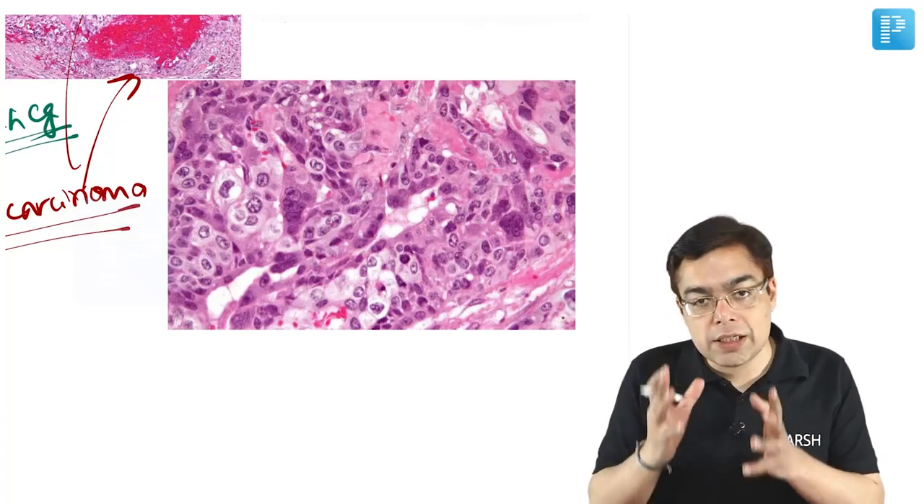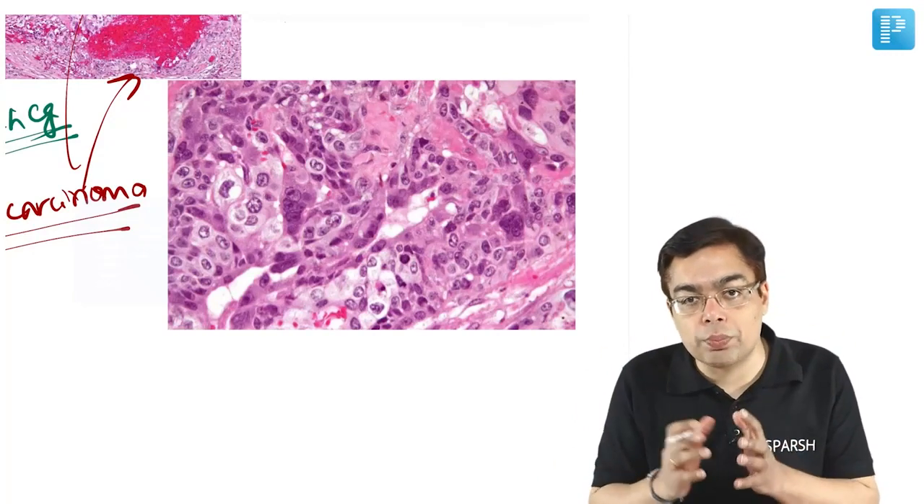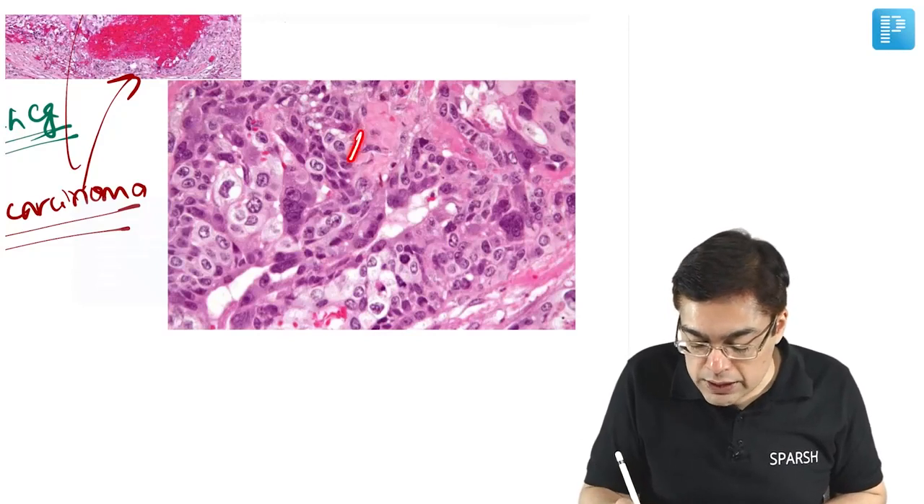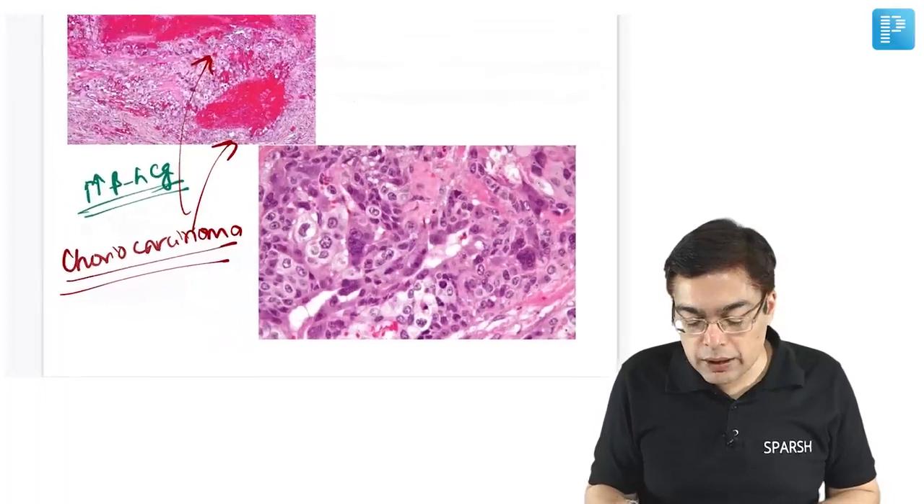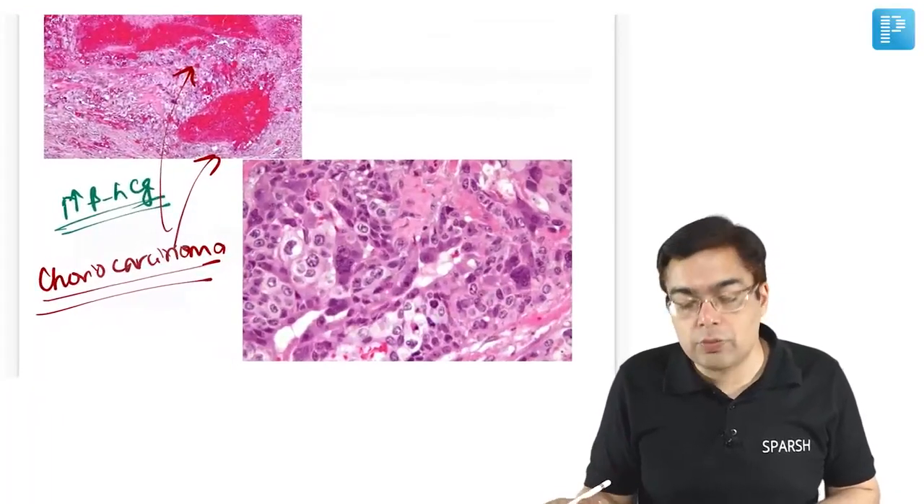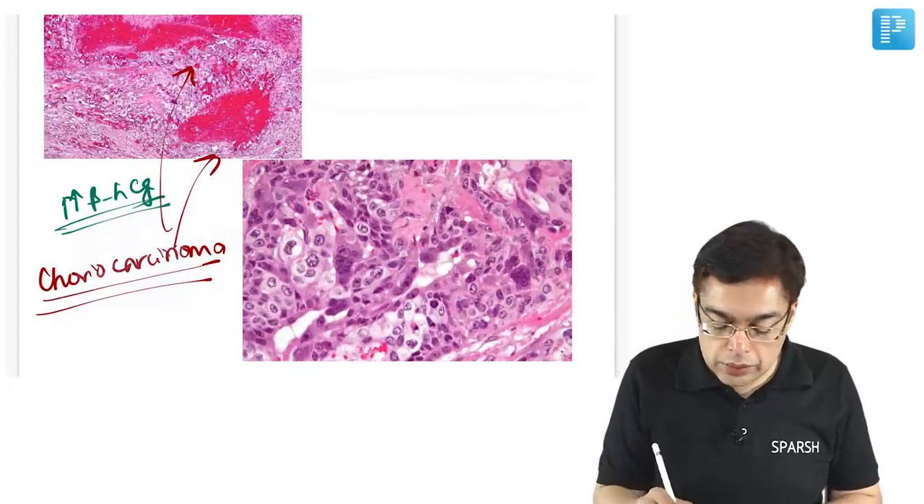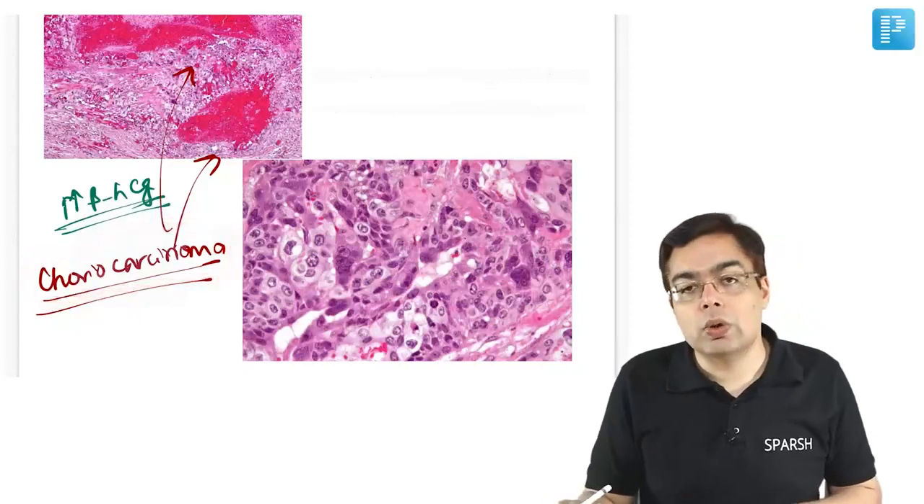And when we are talking about syncytio, the word means syncytium, a group. So you are going to have a multinucleated cell with a darker appearance. This is how you are able to pick up a combination of cytotrophoblast and syncytiotrophoblast, and the tumor we are talking about is choriocarcinoma.